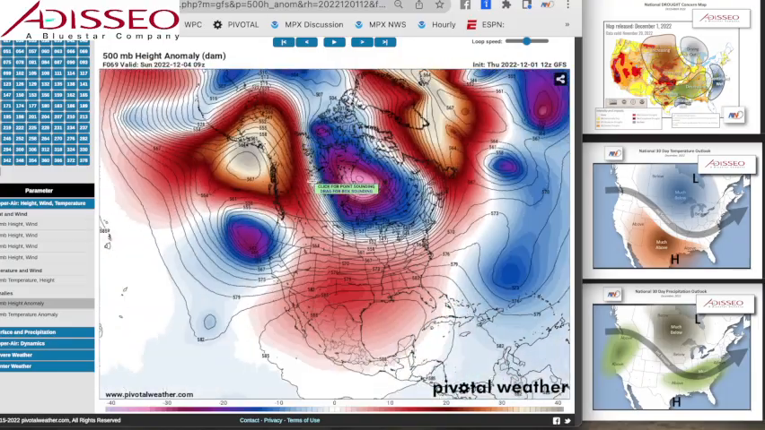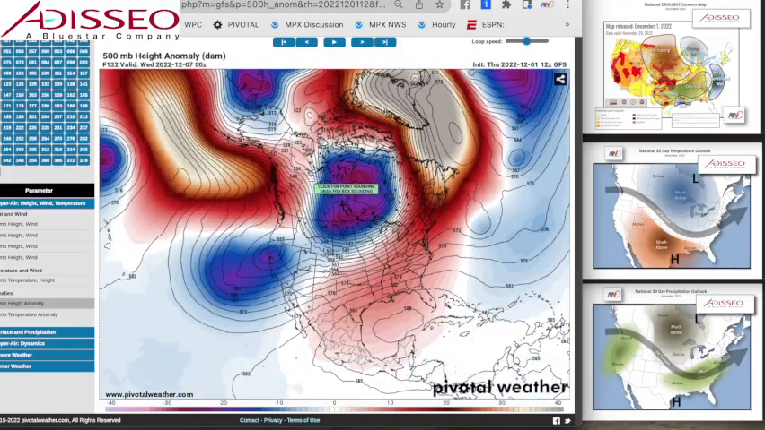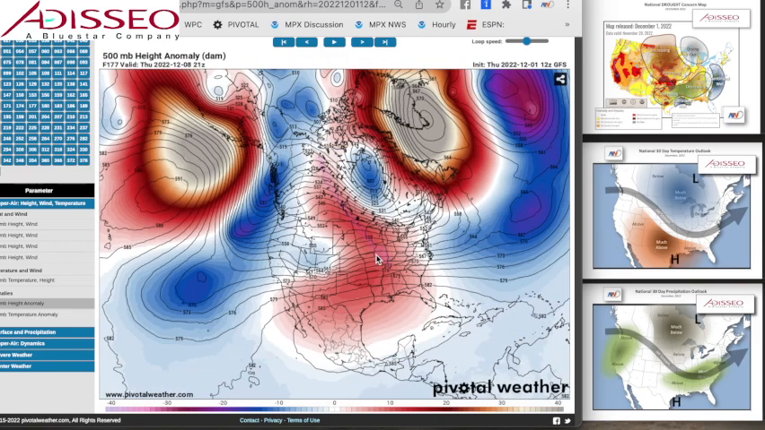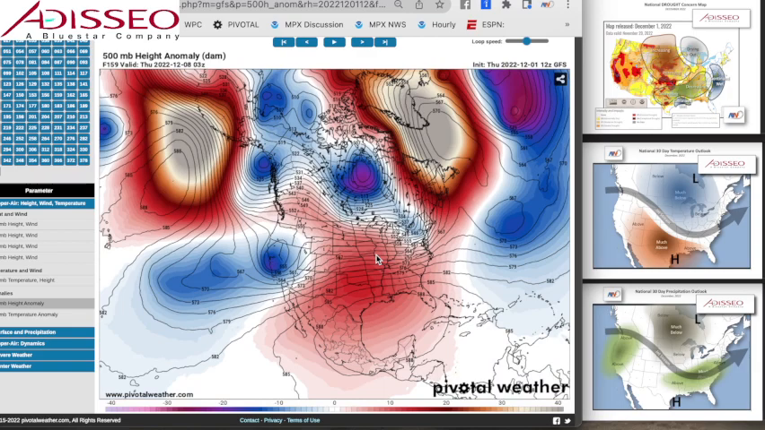Those heights start to lower over the northern and central sections of North America. This is southern Canada and the northern U.S. Look at these lower heights as we get into the first and now second week of December. This is some pretty cold air building up in Manitoba, Saskatchewan, and Alberta, and it's going to try to press south into the central and eastern sections of the U.S. You can see that as those heights continue to flow south.